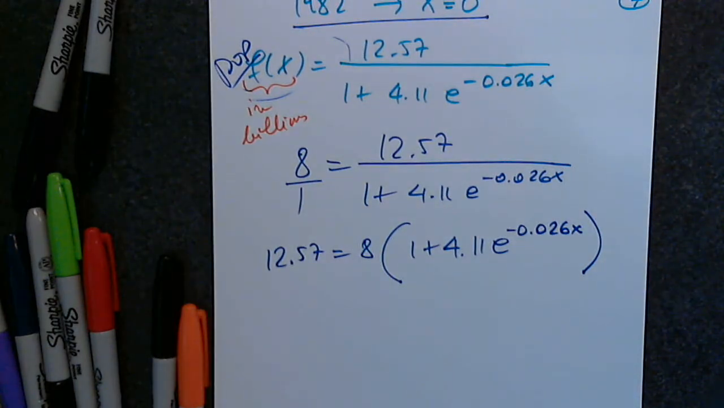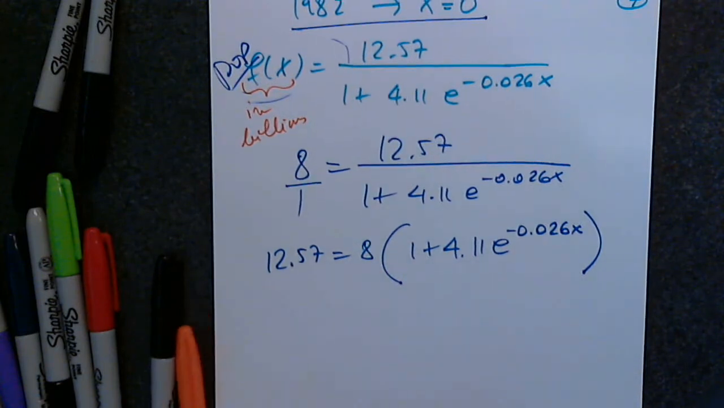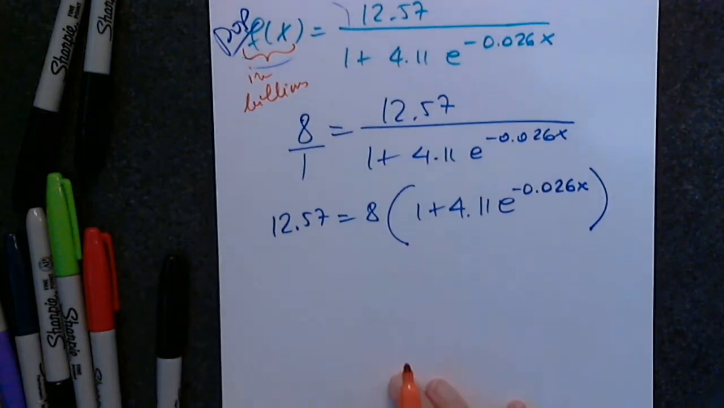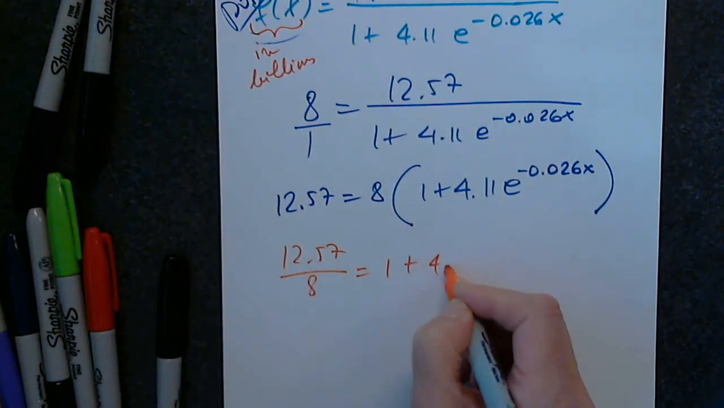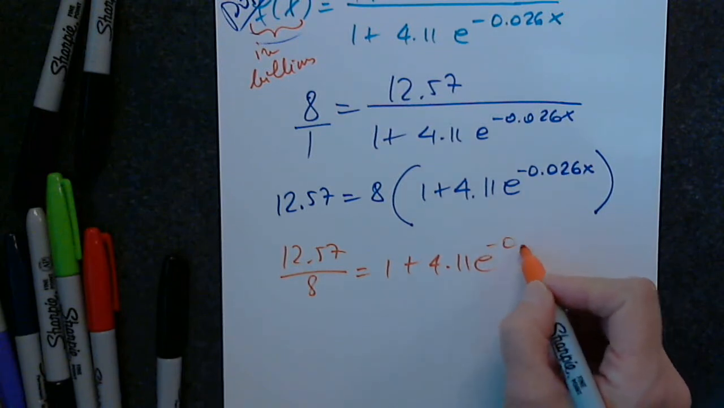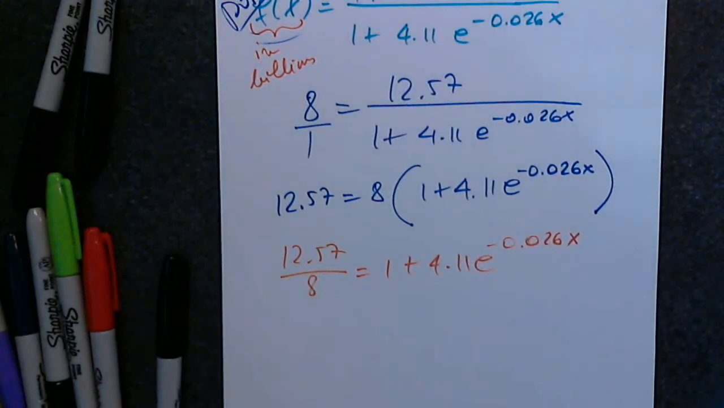Okay. Remember, it's like peeling an onion. I need to peel everything slowly, step by step. So I want that to disappear, this to disappear, this to disappear, and just get e in there. So I want this to go away now. How do I make this go away? Exactly. And do not divide, just keep it as is. 12.57 over 8 equals 1 plus 4.11 e to negative 0.026x.